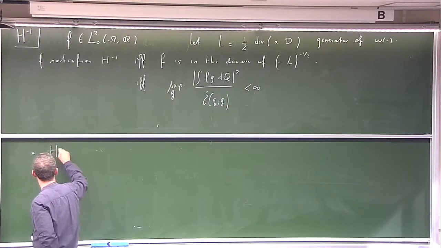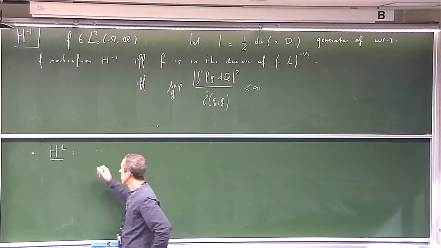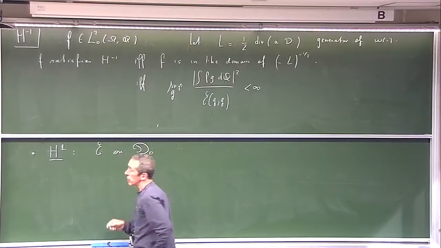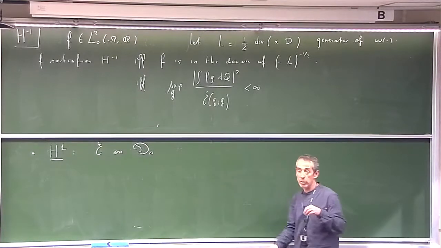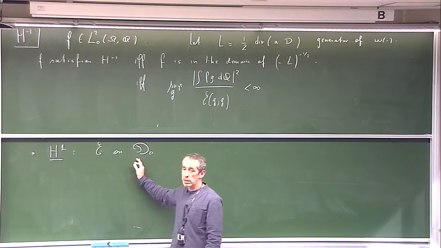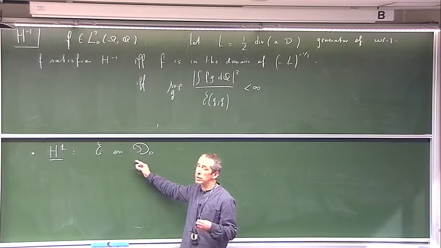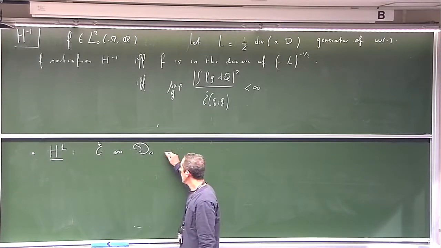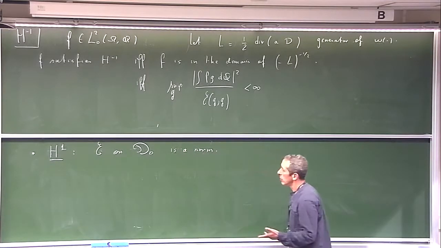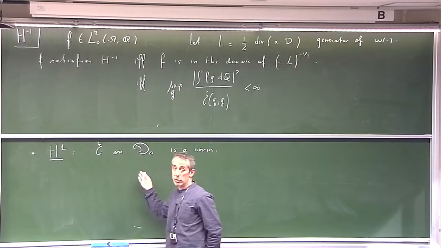In a slightly more formal way, we introduce the following spaces, which are the Sobolev spaces. First, we define H1. You look at E on the space D0, which is a space of functions with square integrable gradient, which are also centered. That's a norm on D0, because of ergodicity: the only functions on which the Dirichlet form vanishes are constant functions.